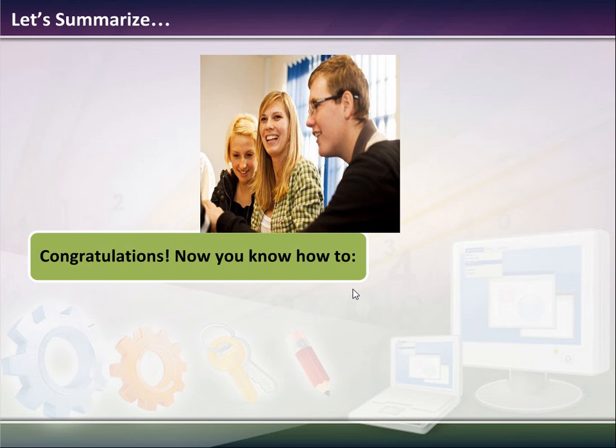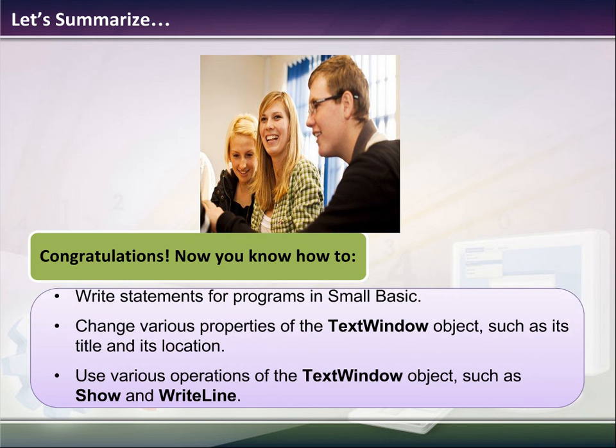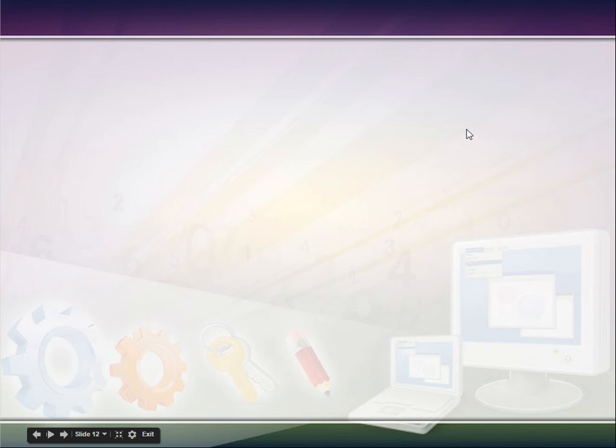So let's summarize all the stuff we did. Well, what we did is we learned how to write statements for programs in Small Basic. We learned how to change the properties of the text window object, such as its title and location. We learned to use operations like text window object and show and write line and all those things too. That's pretty much it.